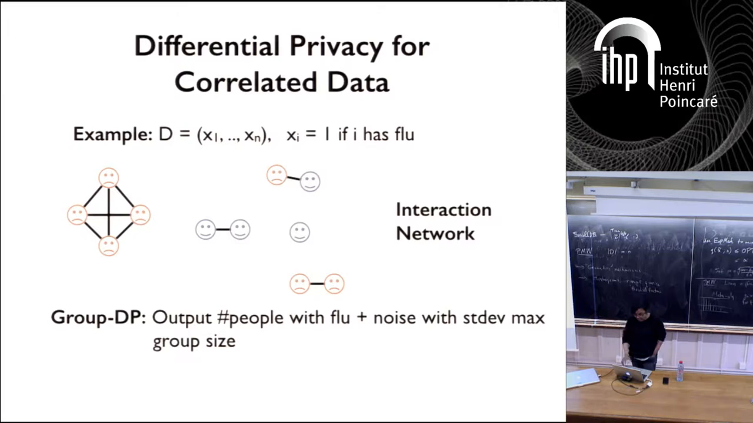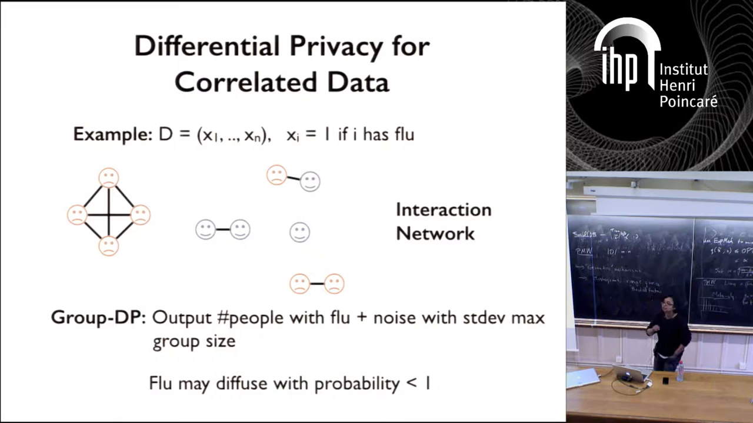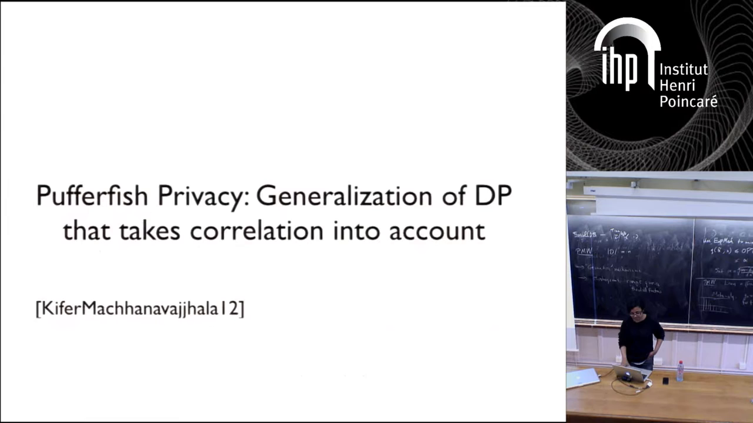So if flu spreads with a lower probability, let's say it spread with probability 0.1, maybe it would have been enough to add less noise than what group differential privacy would do, which was to add the worst case. Okay? So what we are going to look at is a different privacy definition, which is called pufferfish privacy, which is a generalization of differential privacy. It's one of the generalizations of differential privacy that can take correlation into account.